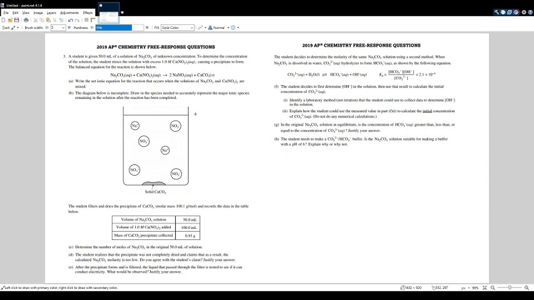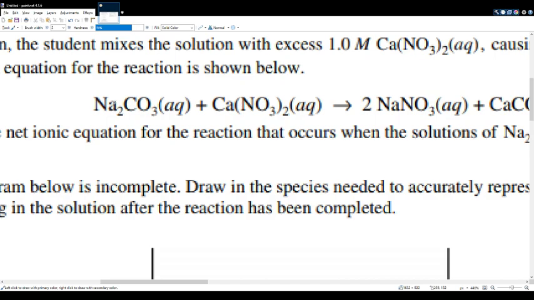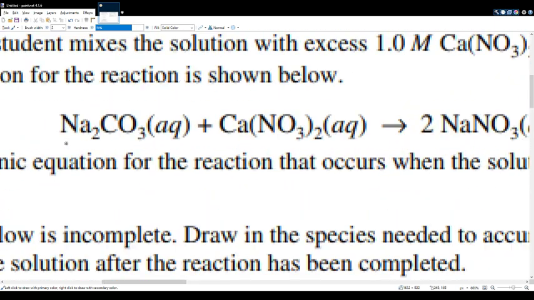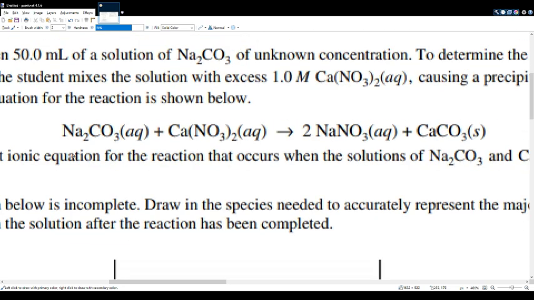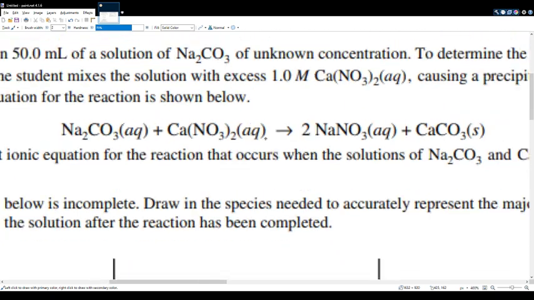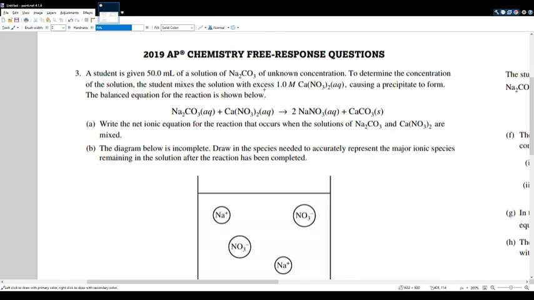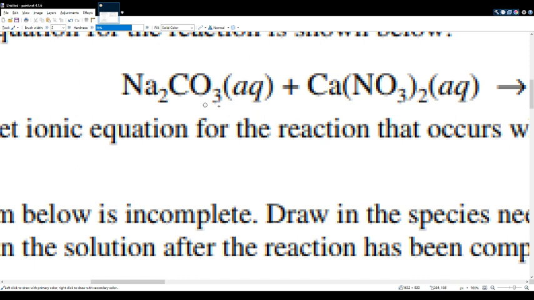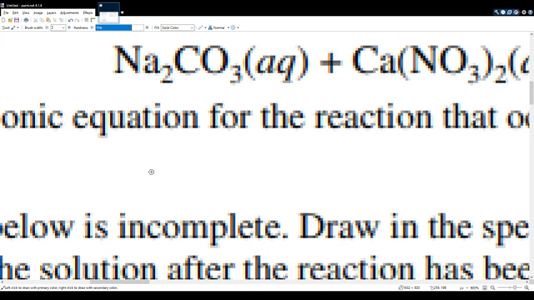And part A says to write the net ionic equation for the reaction that occurs when the solutions are mixed. So this whole solution, right? Sodium and nitrate are always soluble, meaning they won't form a solid. And in this case, this is just a normal precipitate reaction, and the net ionic in a precipitate reaction is the ions of the salt forming into the formed salt, the formed precipitate.